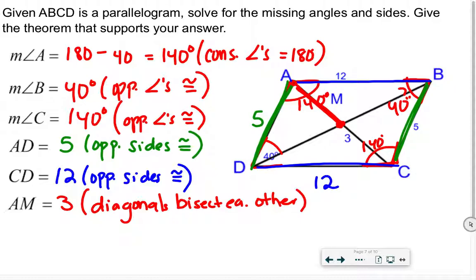So again, at the bottom of the worksheet on 7.2, there's a problem just like this. You're going to fill in some values and then defend with one of those properties of parallelograms from yesterday why you picked the value that you did. Questions so far? Lots of just things equaling each other. It's just lots of symmetrical pieces.